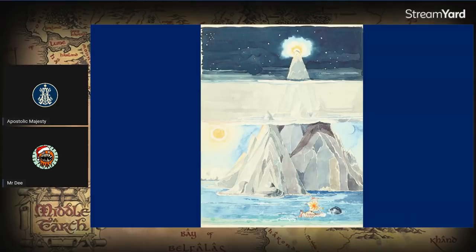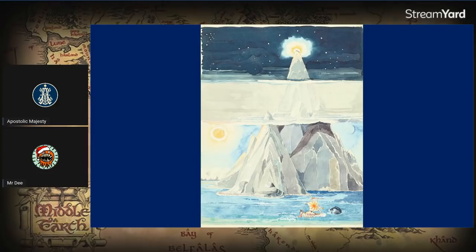There we go. This is the Halls of Manwë, a drawing by Tolkien. I thought this was quite interesting because, of course, it's a very different conception of a landscape. I would say much more fantastical.